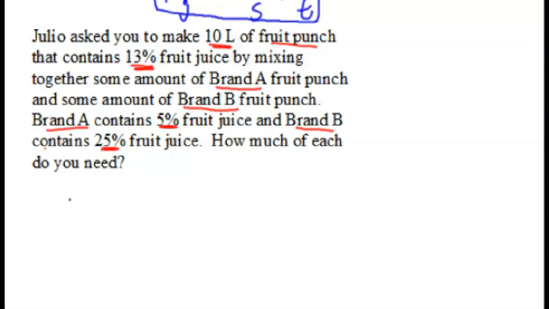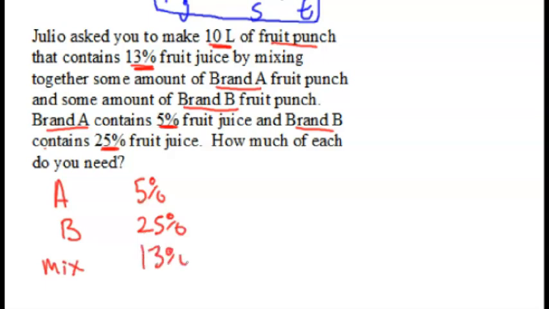So let's set up this as a table. Let's just say that brand A was 5% fruit juice. Brand B was 25% fruit juice. And then the mix is going to be 13% fruit juice. The mix always has to be in between the two things they mix together. The amount would be 10 liters for the mix. We don't know how many liters for brand A, and we don't know how many liters for brand B. But what we do know is that 10 liters would be adding the two brands together.